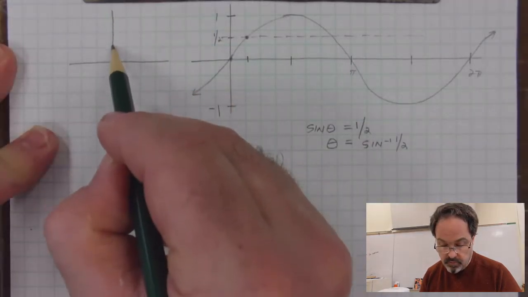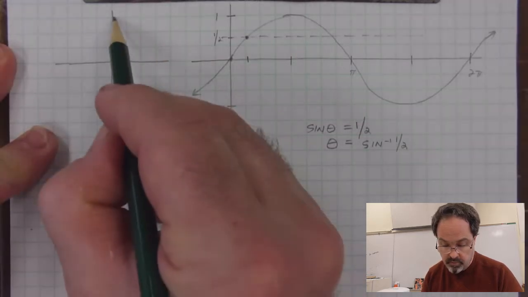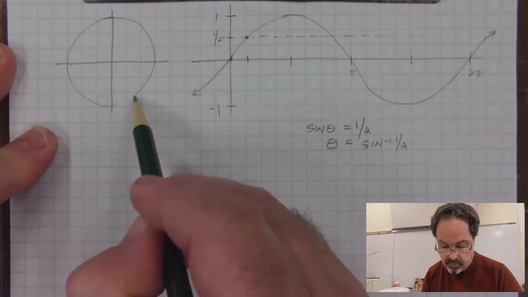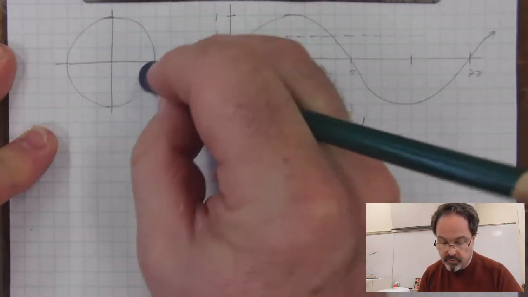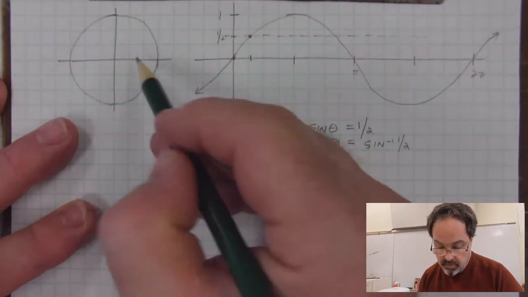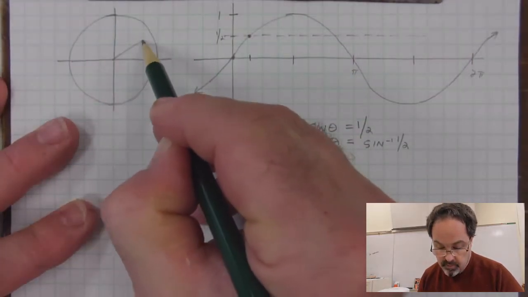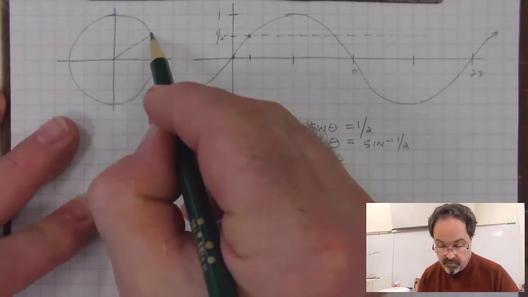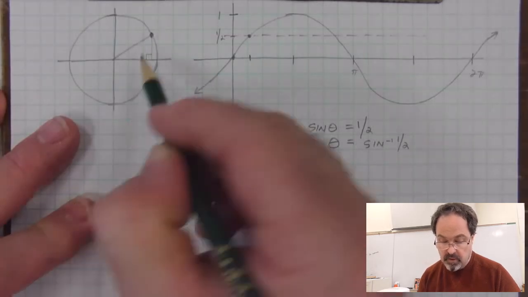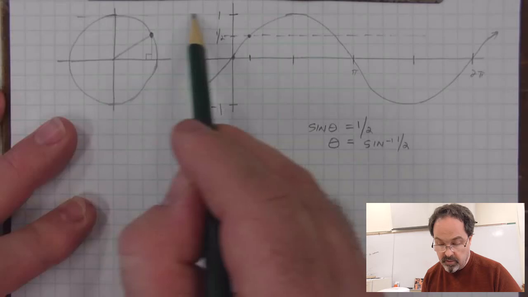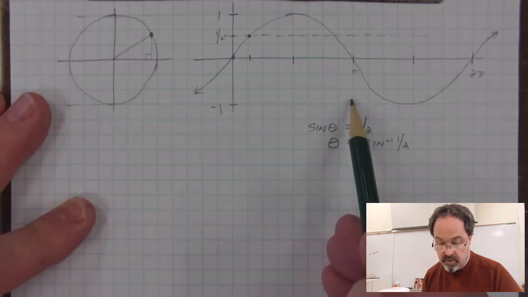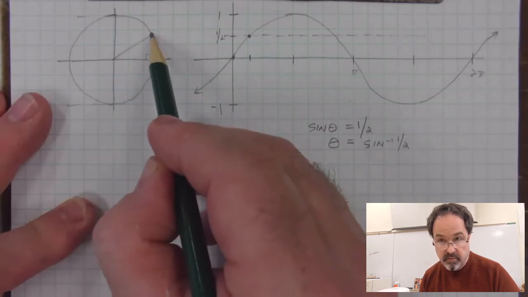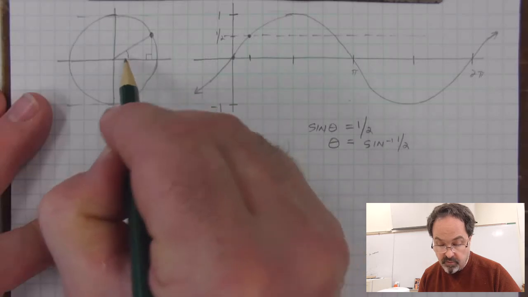A unit circle has a radius of 1. And we're looking for the angle whose y value is 1/2, or the height of this point. And if we drew the unit circle to line up with its graph, then the 1/2 value here is approximately the y value of this point. We're looking for this angle theta.